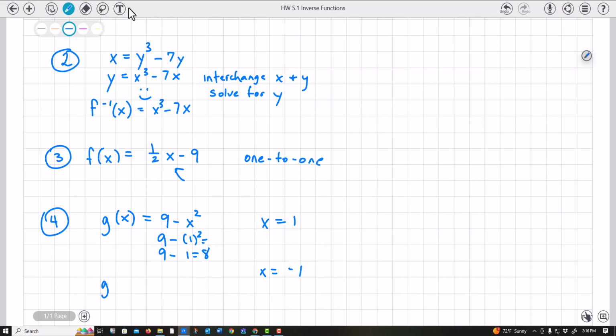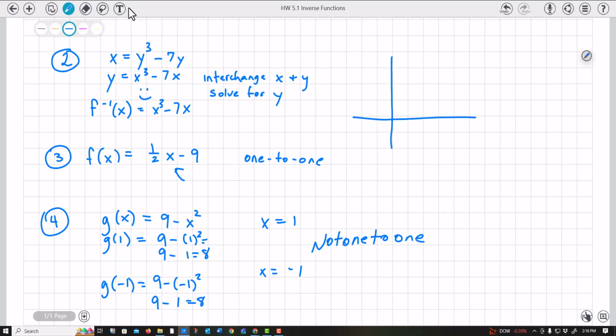So now, let me write it like that so you can see this. Now I plug in negative 1, 9 minus negative 1 squared. Well, a negative and a negative is a positive 1, so wouldn't that still equal 8? So you do not get a unique solution here. So this is definitely not one-to-one.